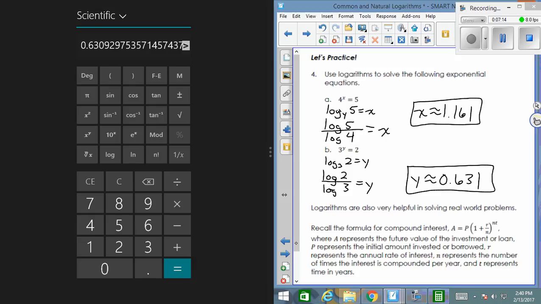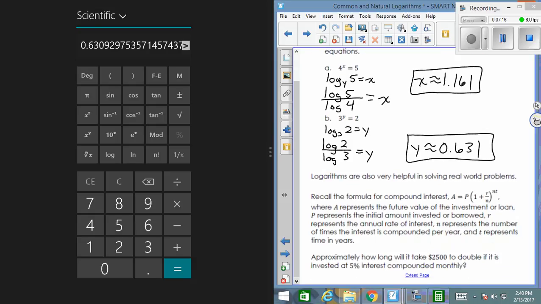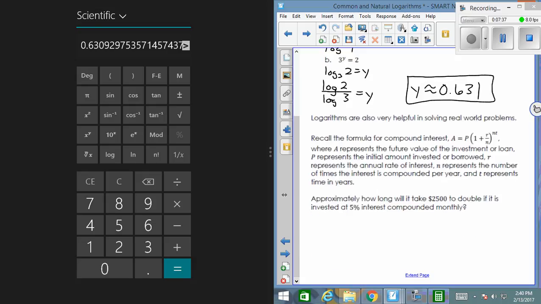Okay? Logarithms are very helpful when solving real-world problems. Recall the formula for compound interest: A equals P times (1 plus r over n) to the nt. A represents the future value, P is the initial amount, r is the rate, n is the number of times that we're compounding per year, and t represents the time. So how long will it take $2,500 to double if it is invested at 5% interest compounded monthly?